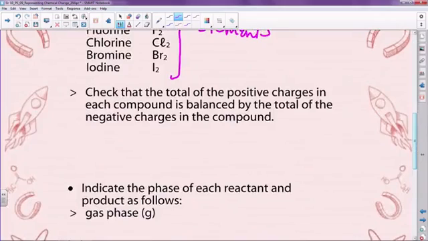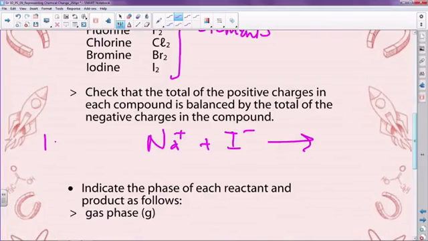If it's ionic, let's say sodium, which is 1 plus, it forms a cation, and let's say iodine, which is 1 minus, when it reacts to form an ionic compound. This has to do with ions.